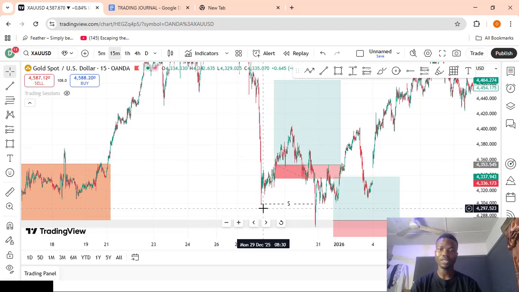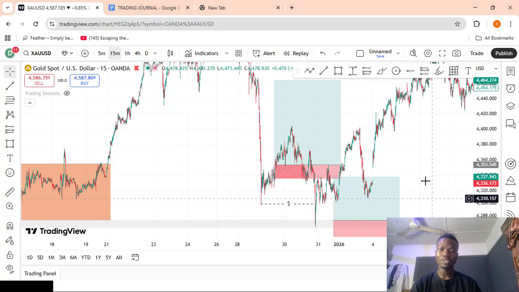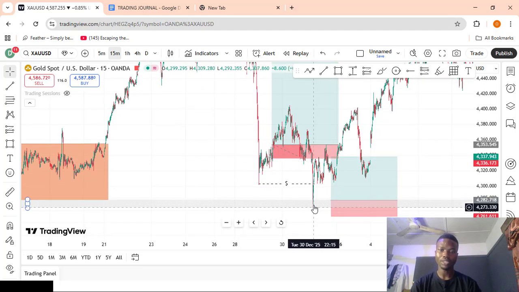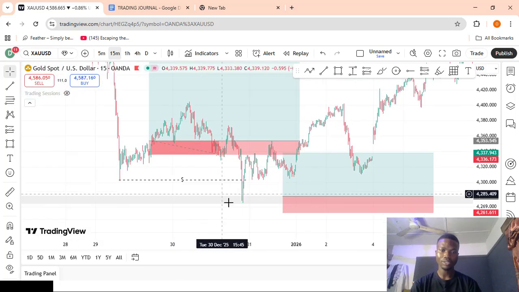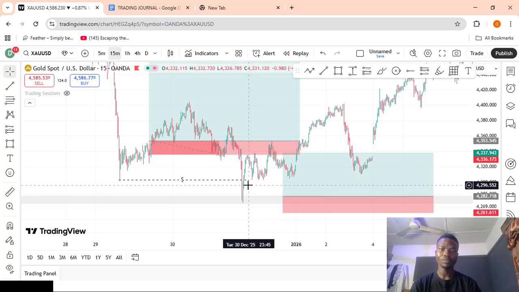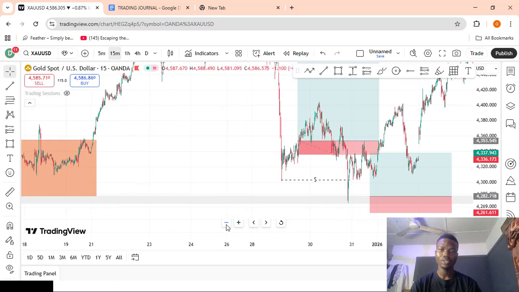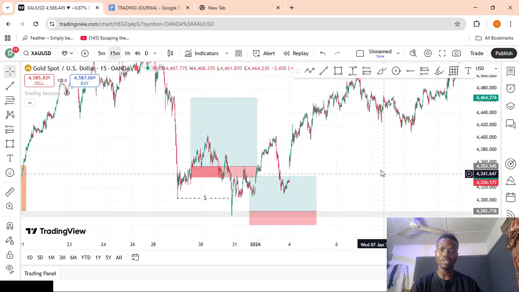Okay, and you can see that immediately price swept through this previous low. You can see that it swept the liquidity down to the demand area. You can see that this candle actually respects the demand area. It comes down to the demand area before the major move starts. So this is the best way that you can enter the trade around here.